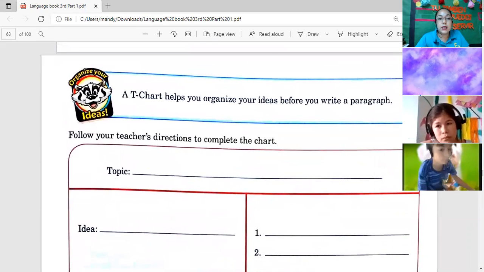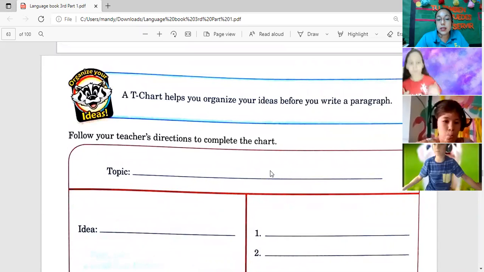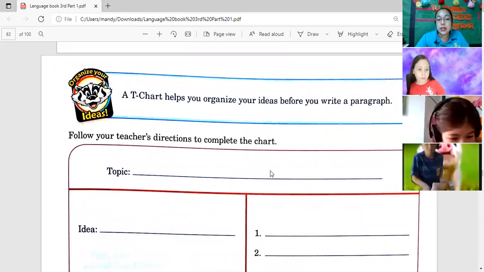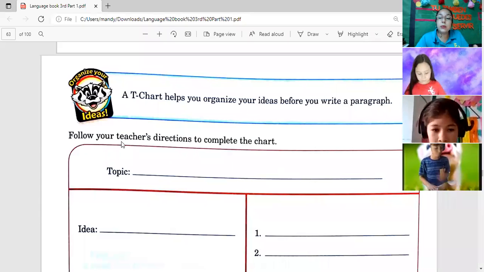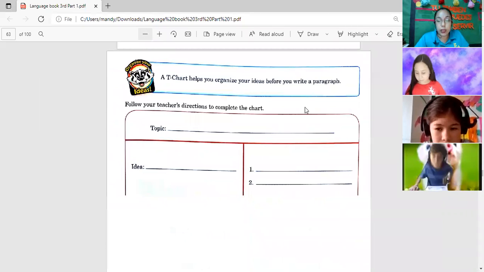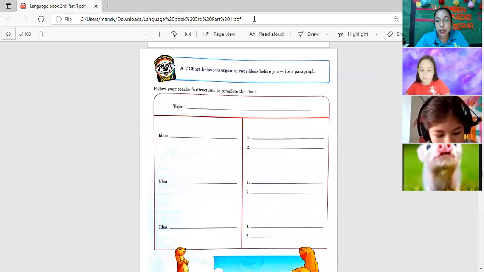Let's check. In this case, we study a T-shirt. What is a T-shirt? This one is an organizer. It helps you put your ideas or write your ideas before you write a paragraph, that means a story. You can organize the main idea of this paragraph using a T-shirt. Why do we call it a T-shirt? If you see the lines in red, this one is similar to the letter T.